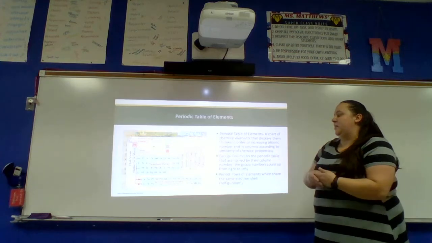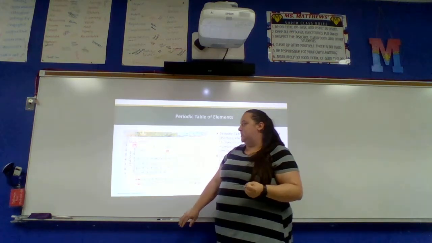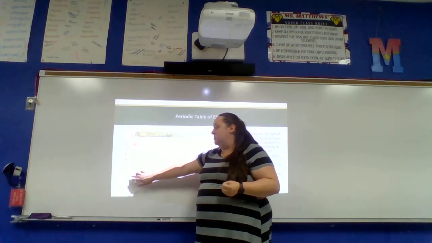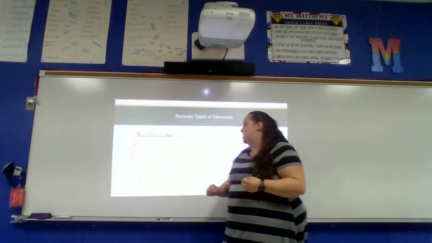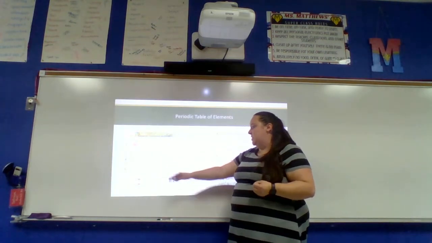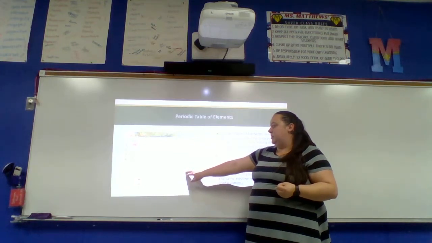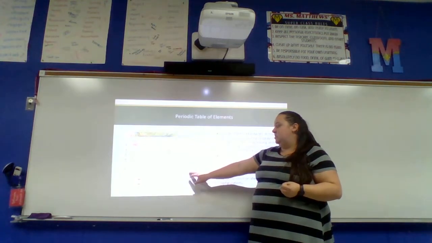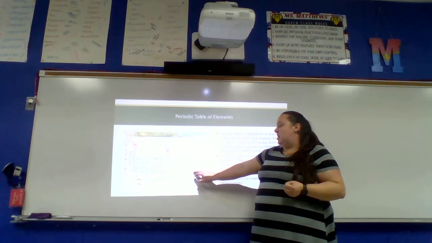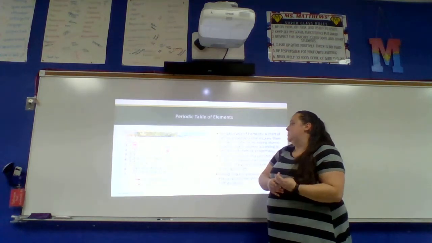Here again we have the periodic table. Here we have the group names. Group 1 is the alkali metals. Group 2, the alkaline earth metals. Group 3, we skip over the transition metals. We move on to group 3, which is the boron group. Group 4 is the carbon group. Group 5 is the nitrogen group. Group 6 is the oxygen group. 7 is the halogens. And 8 is the noble gases.